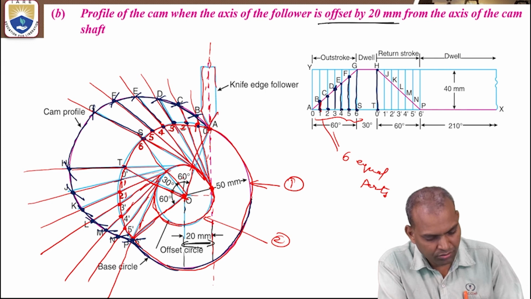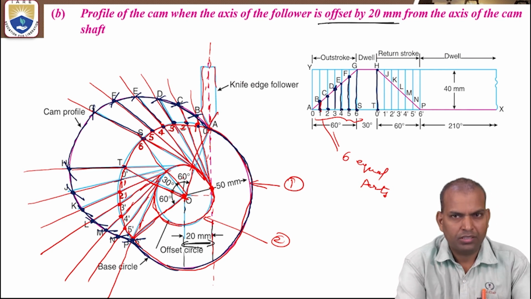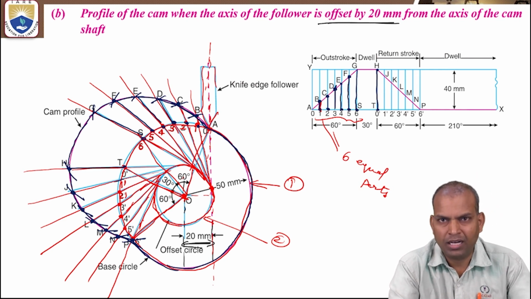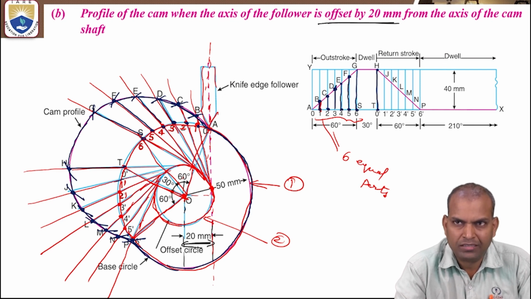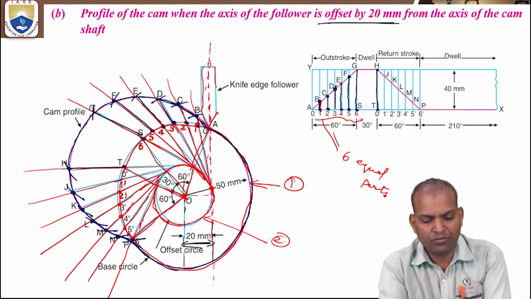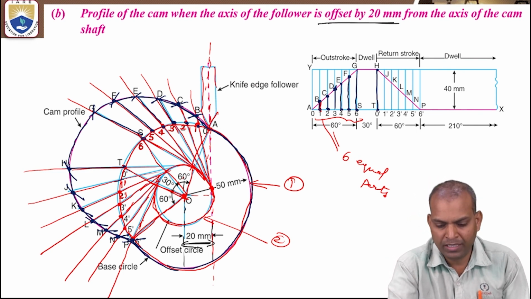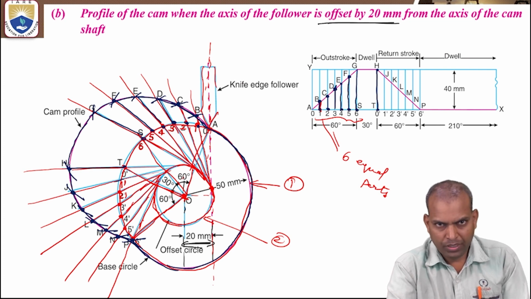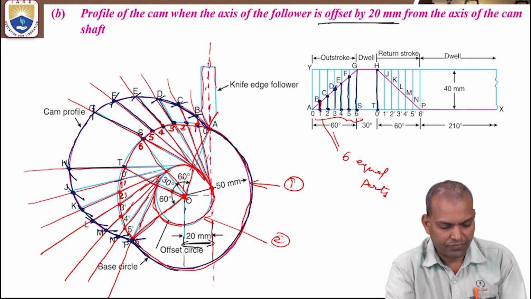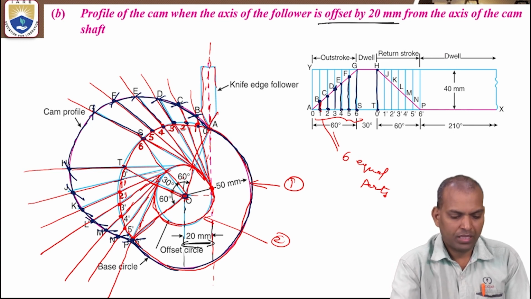This is the dwell zone. There is no division. Complete it. This curve is the offset curve. This is the cam profile for the follower offset by 20 millimeter. The follower is offset by 20 millimeter from the axis of the camshaft. Okay, so we can see the cam profile.